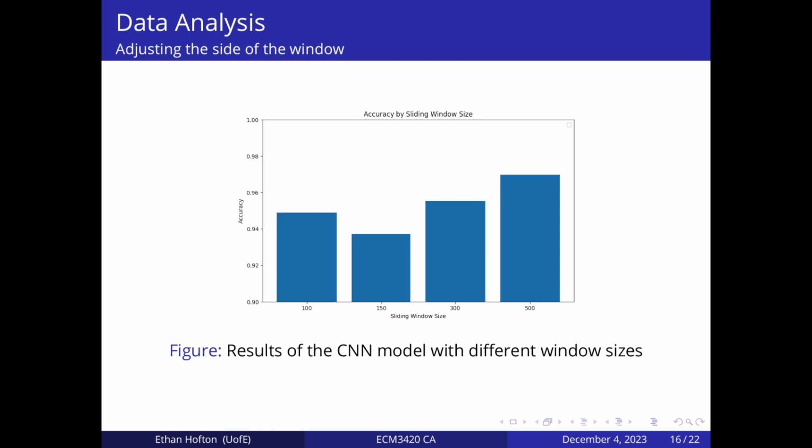The size of the sliding window can be changed to give more or less information to the model. Here, the results can be seen for different window sizes. As we can see, the accuracy increases as the window size does. This is because the model has more information to make a prediction. However, the model does have more parameters, meaning it is more difficult to train and will take longer to predict results.